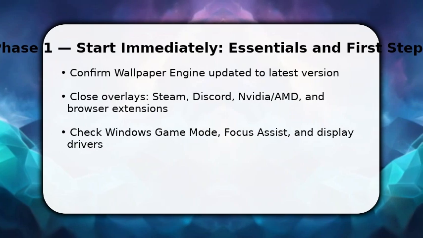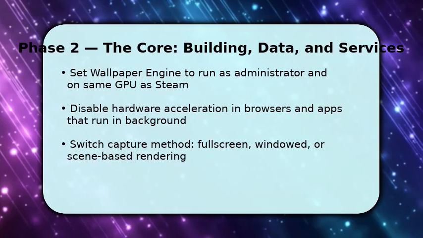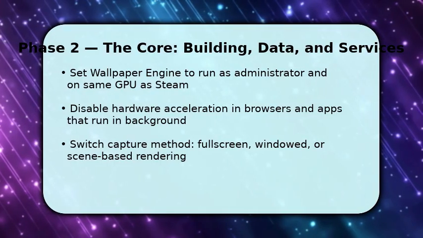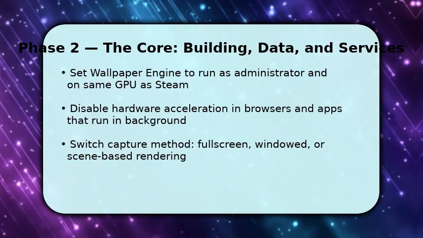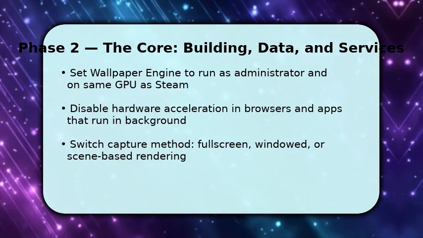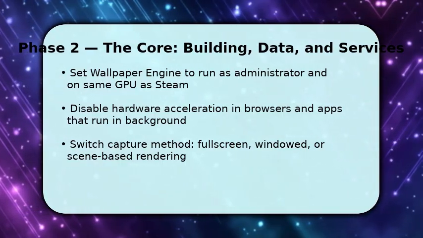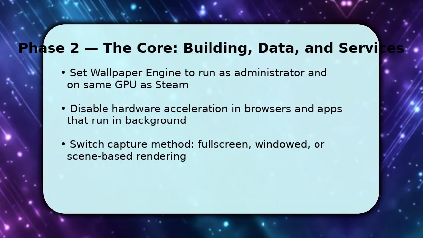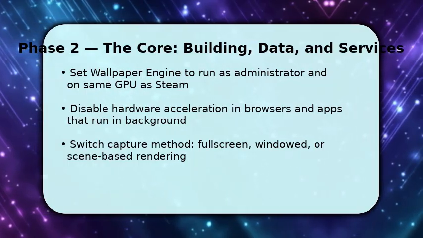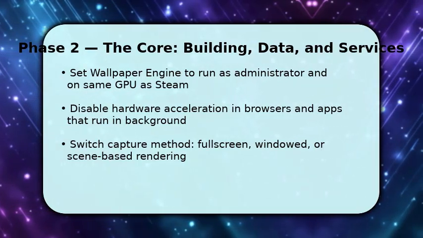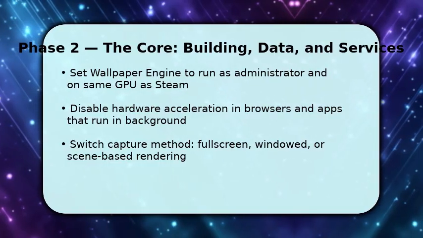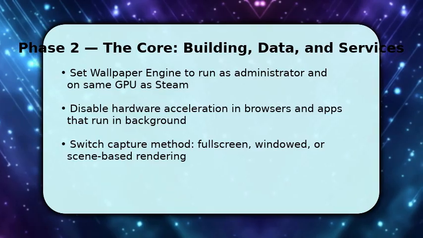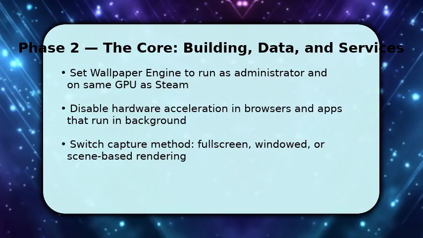Next, align app permissions and GPU routing so rendering runs predictably. Run Wallpaper Engine as administrator and force it to use the dedicated GPU in NVIDIA or AMD control panels. Steam must use the same GPU when launching. Disable hardware acceleration in background apps because they can conflict with compositing. Then change Wallpaper Engine's capture method. Try full screen, windowed, or scene capture so you can determine which renderer avoids the black screen.